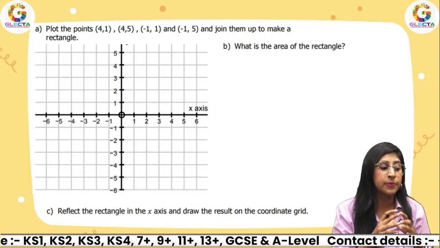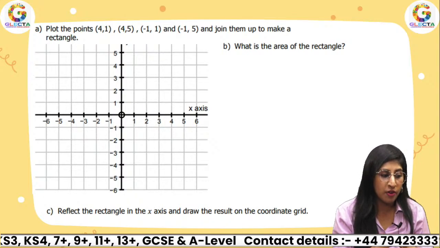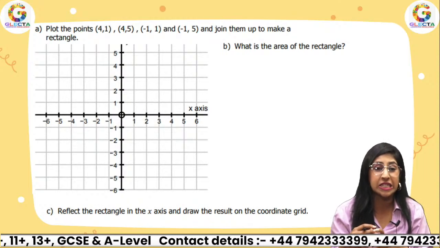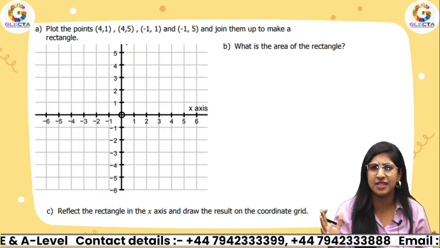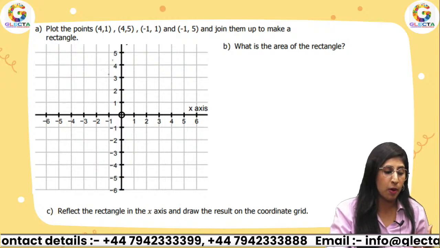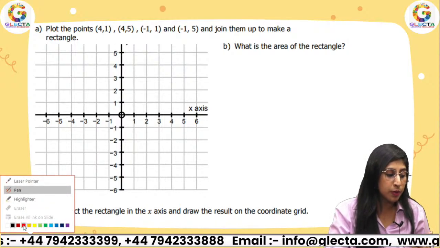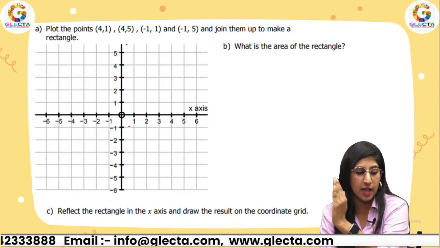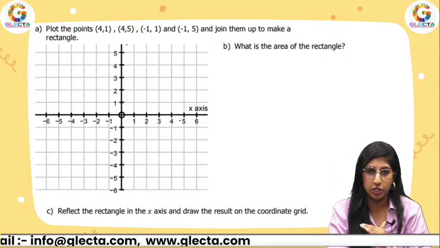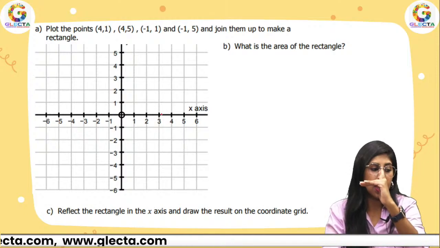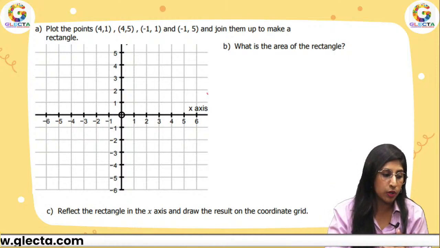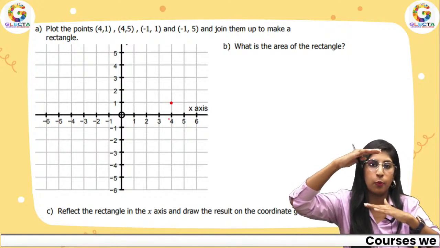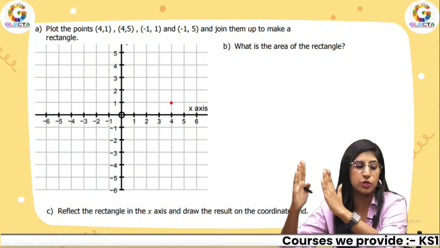Plot the points 4, 1, 4, 5, -1, 1, -1, 5. Now this is very easy, right? If I have 4, 1, what am I going to do over here? Take 4 units from the x-axis, like move 4 units horizontally, and then move 1 unit upward. So this would be 4, 1, right? 1 unit upwards, 4 units horizontally.